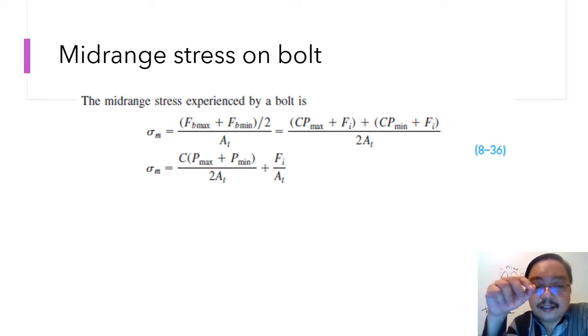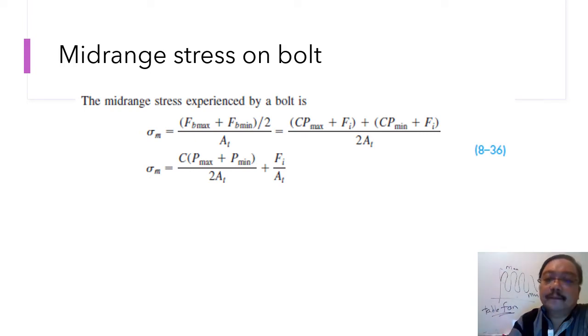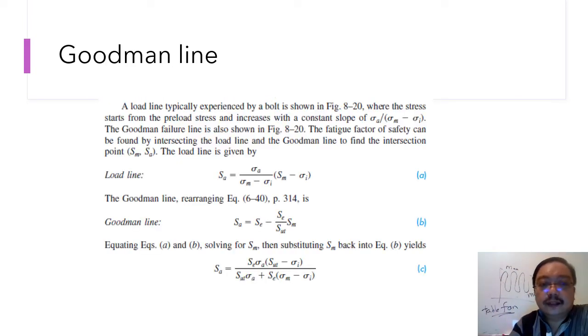Okay, there is an equation on the mid-range, and the Goodman line. Also, there is a video on the Goodman line on the shaft topic. The explanation is more detailed in that video. But I just want to explain a bit for you to memorize. The Goodman line is talking about fatigue failure. There is an equation for it.